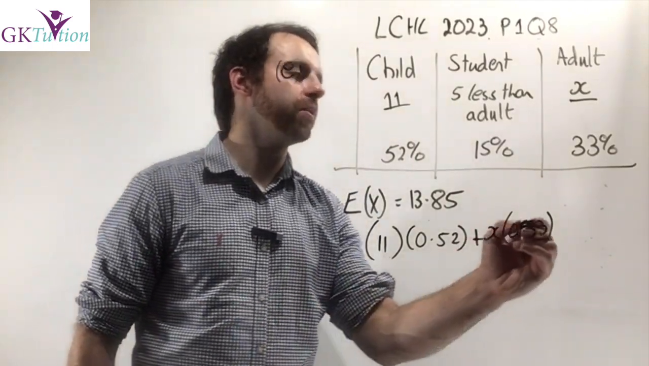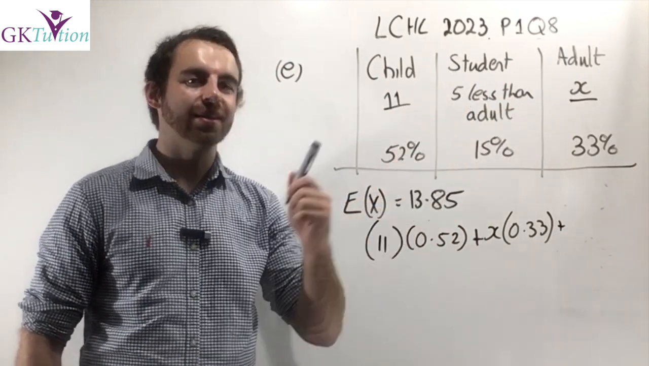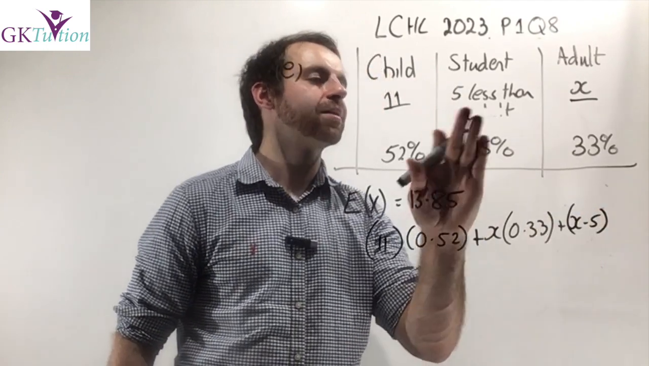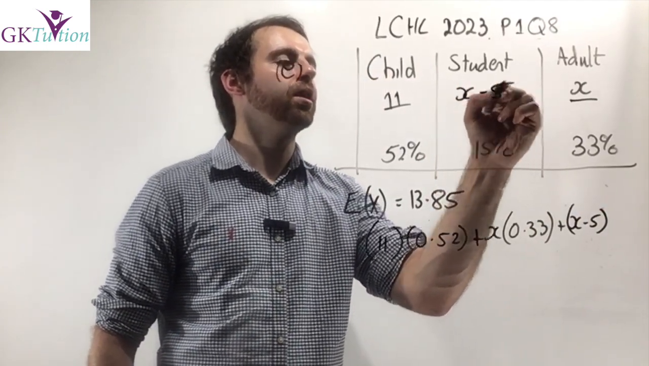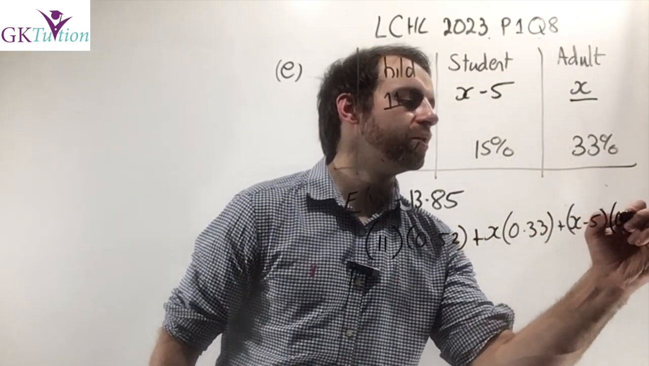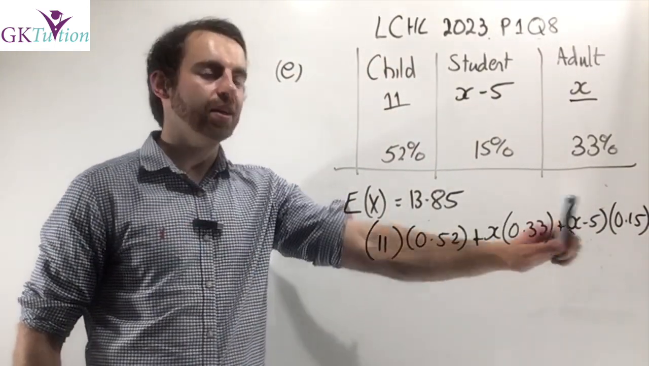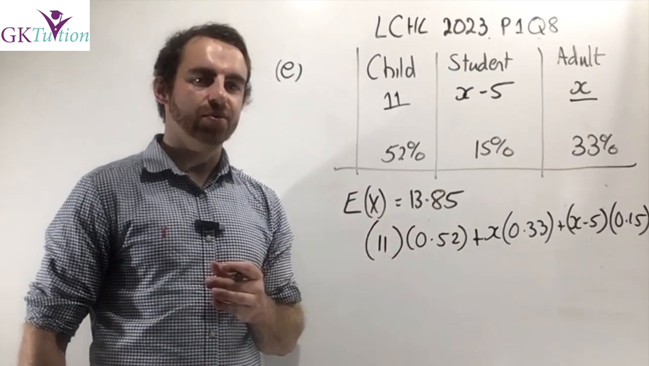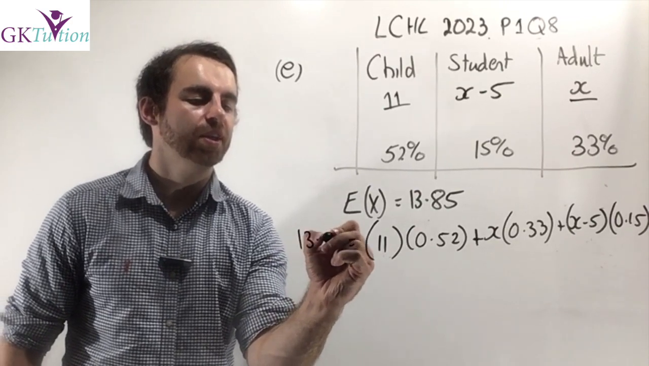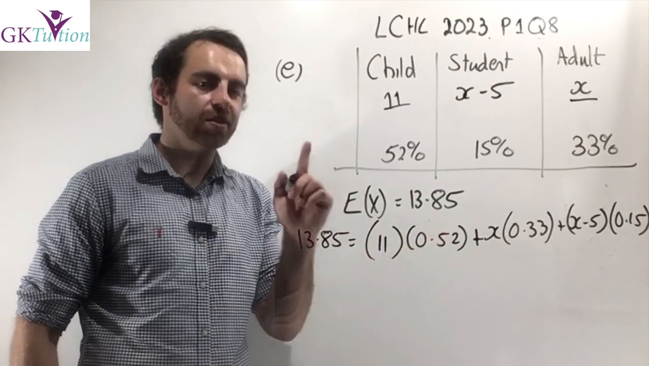The third one we're looking for then is a student. Well, if adults are worth x euro, students are 5 less than an adult. So to represent the value of a student ticket, it's going to be x minus 5. So that's the way you should really be viewing the value of a student ticket. And the probability that you get a student is 15% or 0.15. So there we've subbed in to our formula for expected value, and that's what you'd get. I know that this expected value has to add up to €13.85.